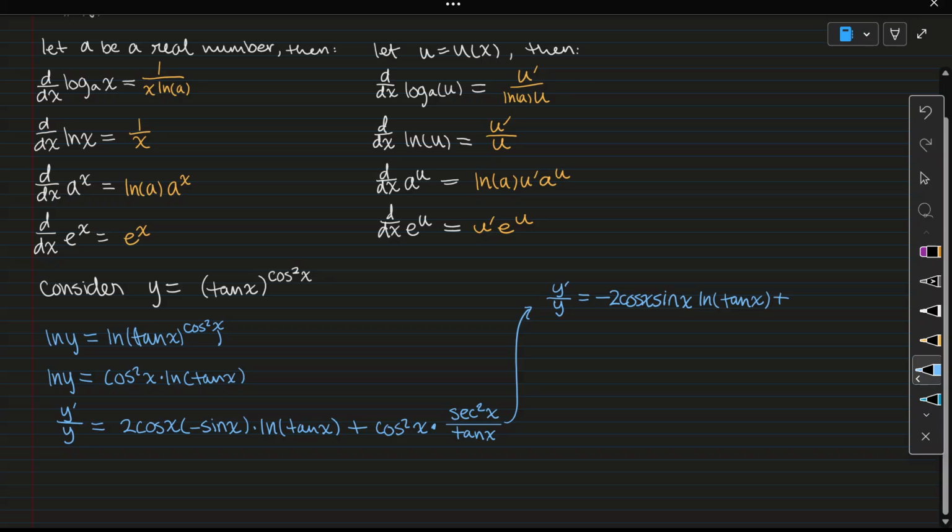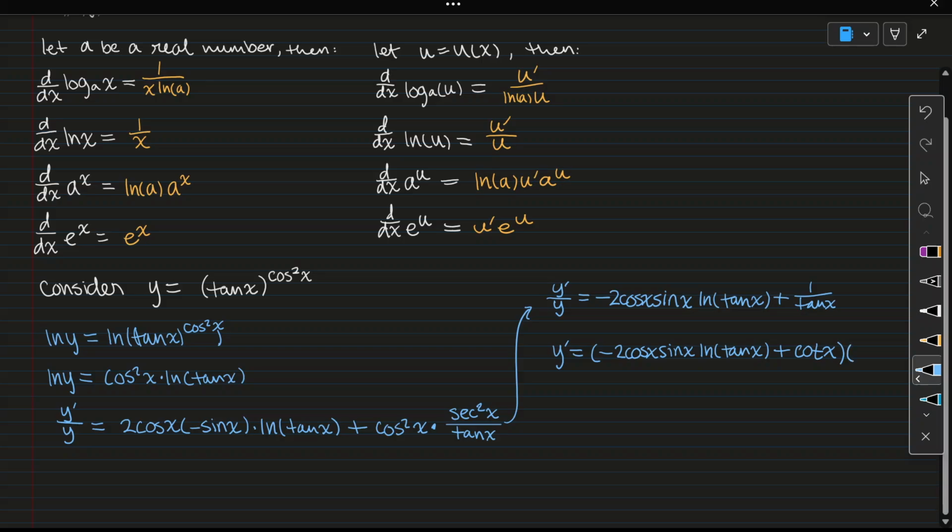so this cosine squared and this secant squared will cancel out. And so I'll get 1 over tan x, because secant squared is 1 over cosine squared. So now again, I can just multiply both sides by y, and I get that this is negative 2 cos x sine x ln tan x plus 1 over tangent x is cotangent x. So I can just write it like that. And then I multiply both sides by y.